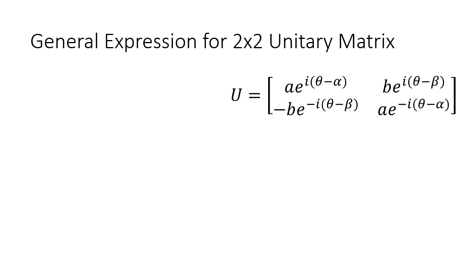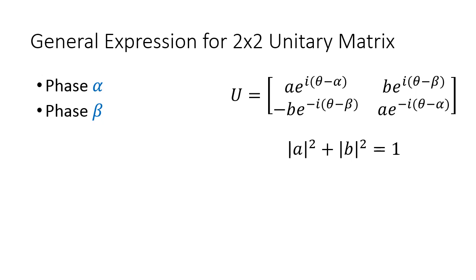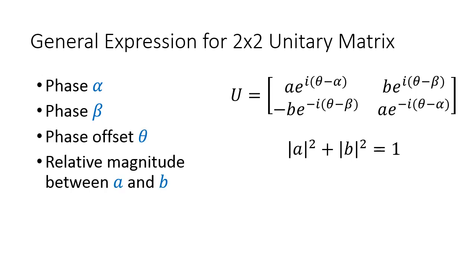So actually, there is a general expression for the 2x2 unitary matrix. There is something like that. And there is a condition for A and B, that is A squared plus B squared equals 1. And there are 4 parameters in the expression. The first one is the phase alpha, and another phase beta, and a phase offset theta, and the relative magnitude between A and B.